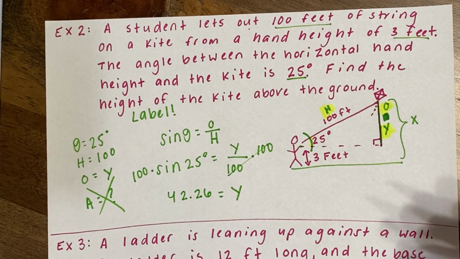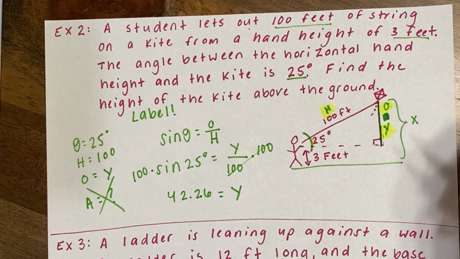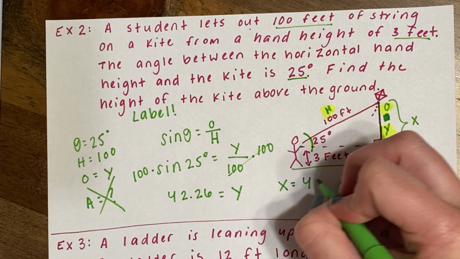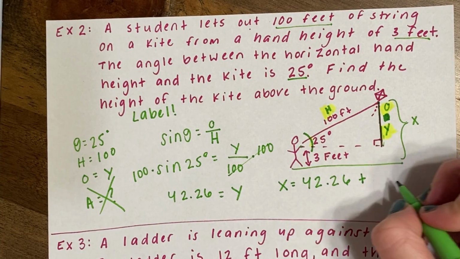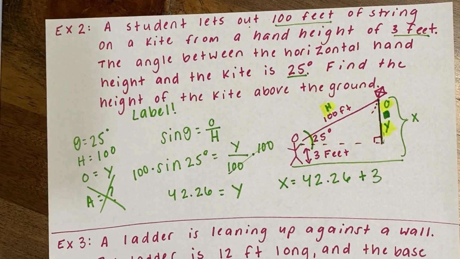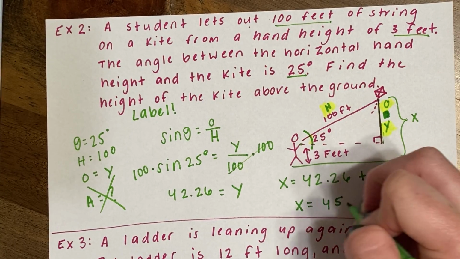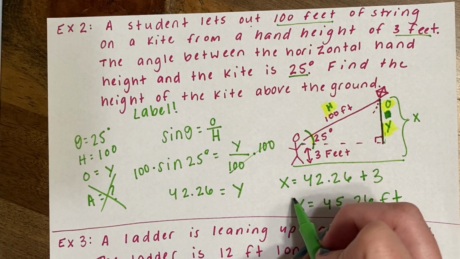So remember, that's only part of this. That is just this height. We now need to add on 3 to find the height for X. So X is equal to what we just found, plus the additional 3 feet. Okay, so that's gonna give me 45.26 feet.